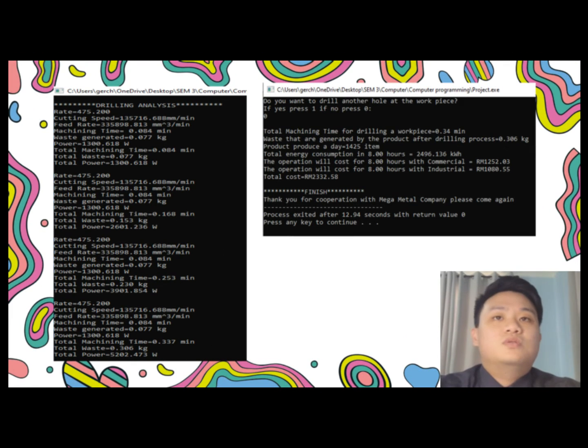After completing the choice of working hour, spindle speed, and feed rate per revolution, and then inserting the length, width, thickness, hole count, and the diameter of each hole, as you can see on the left-hand side of the slide, we have coded it to calculate the drilling analysis for each hole, with the drilling rate, cutting speed, feed rate, machining time, waste generated, power, total machining time, total waste, and total power.